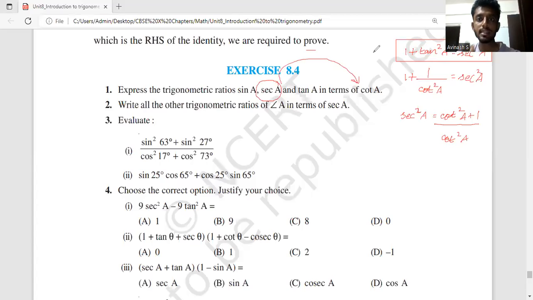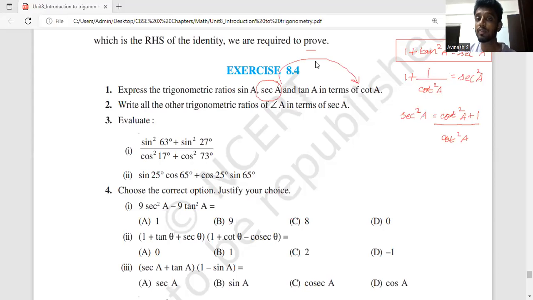So now I'm taking LCM here. LCM step is nothing but you have a by 1 here. So here I'm multiplying cot square A. In the numerator also I'm multiplying cot square A. Since this is the denominator, I'm multiplying the 1 with cot square A in the numerator and denominator. Now in the numerator you will get cot square A plus 1, and in the denominator you will get cot square A. That is the LCM step. LCM part is very important.